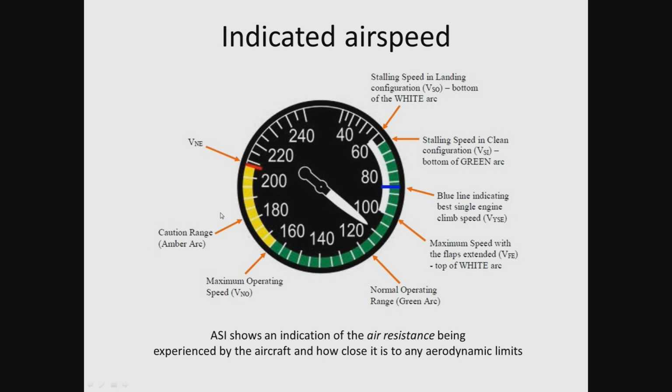So at the bottom of this green arc you have things like your stalling speeds, VSO, VS1, and then up here we've got some structural speeds, VNE, velocity never exceed, the maximum operating speed VNO, and we've also got the white arc there, which is a structural speed based on the structural strength of the flaps, for example.